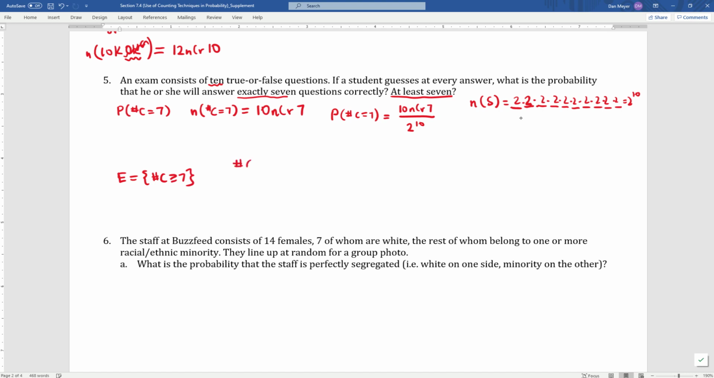The number correct is equal to 7. The number correct is equal to 8. The number correct is equal to 9. Or the number correct is equal to 10.